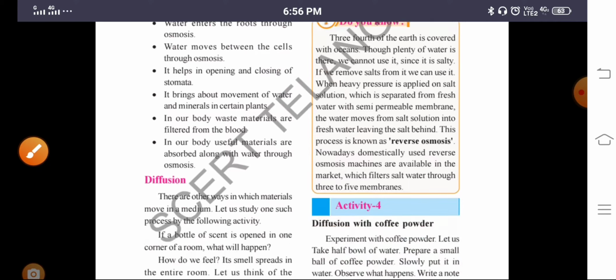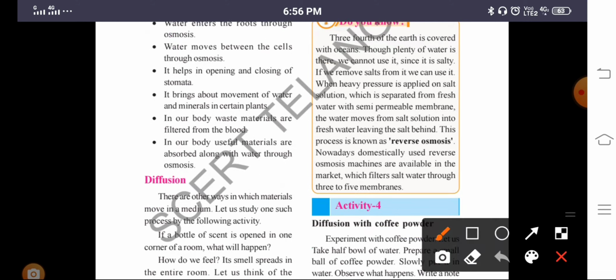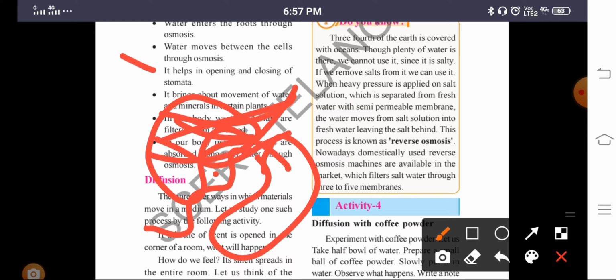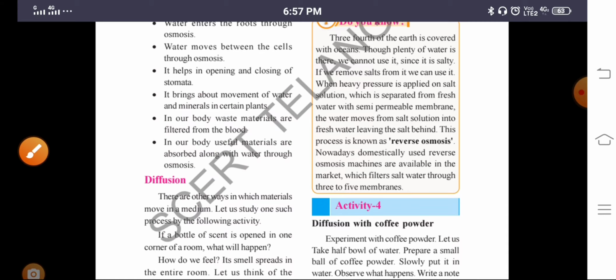And the third point: it helps in the opening and closing of stomata. We know that plants send excess water outside. Plant leaves and other parts have natural pores called stomata. Stomata have two cells called guard cells, through which water leaves. In this way osmosis occurs.